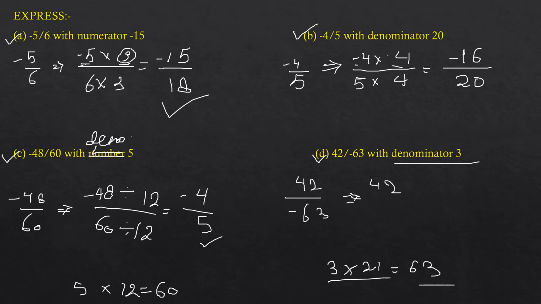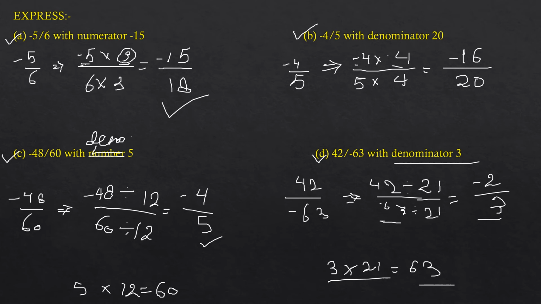Now we know we have to divide 42 also, and we have to divide 63 to change it from 63 to 3. Okay, we have to get 3 in the denominator. So this 63 should be divided by 21, and this will give us 3. Now this numerator will also be divided by 21, and this will give us 2, that is minus 2.